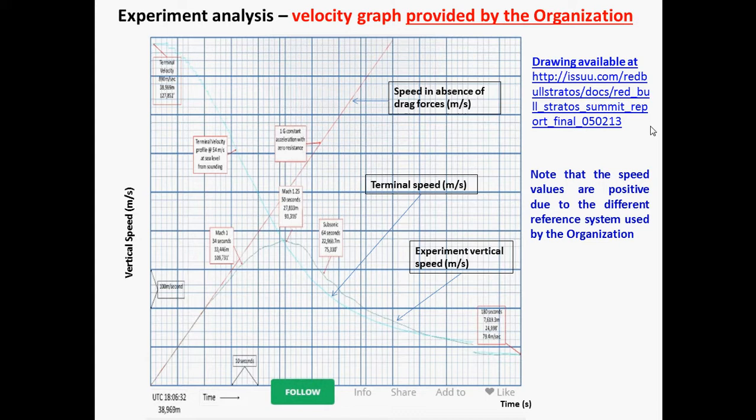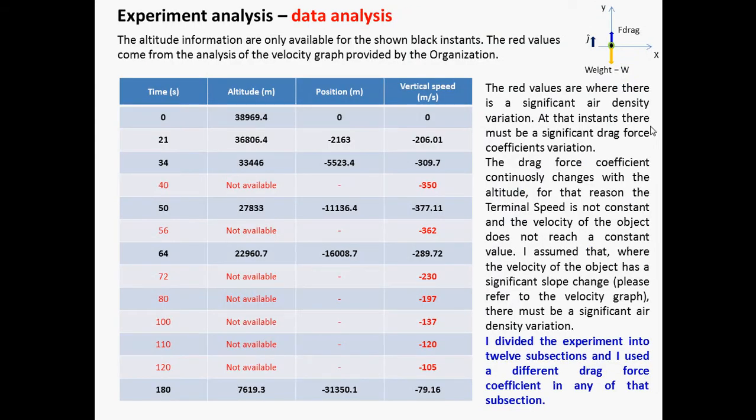I identified 12 subintervals in which I found 12 different drag force coefficients using the Python model. This table shows the subintervals. Some of those values, the black ones, were available in the experiment documentation. The red ones come from the analysis of the experimental velocity curve shown in the previous slide.